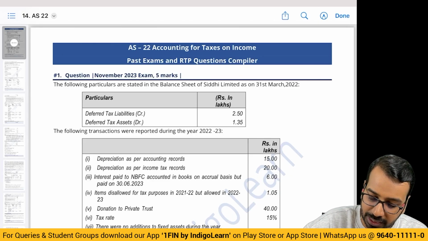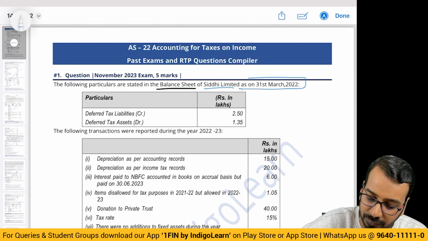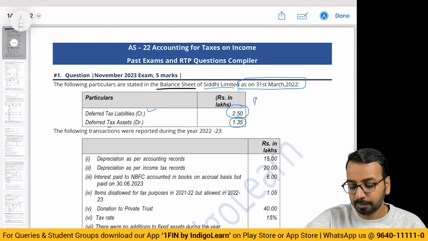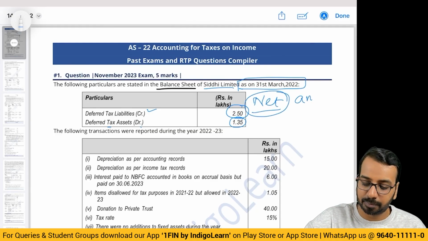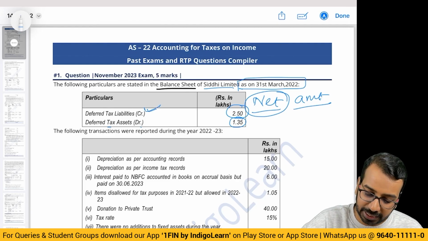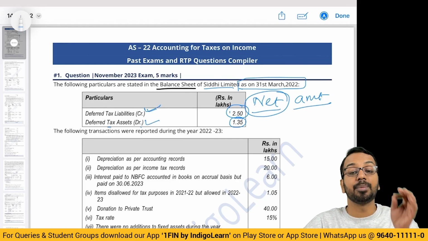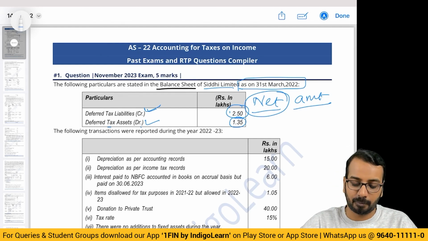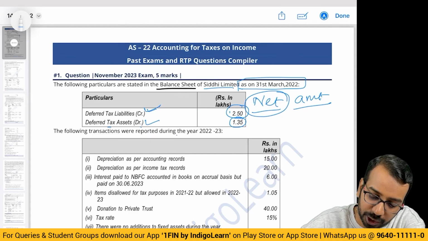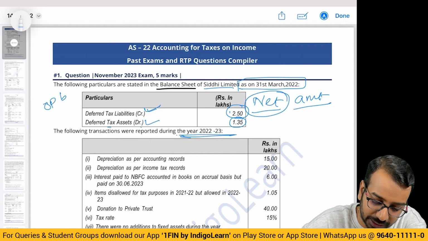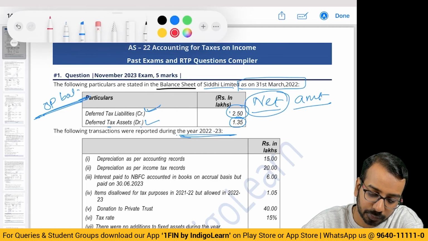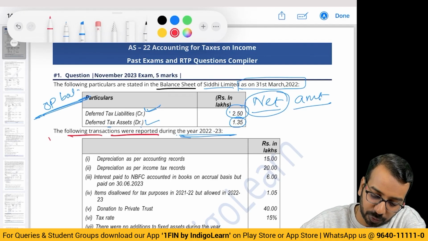The following particulars are stated in the balance sheet of Siddhi Limited as on 31st March of 22. Deferred tax liabilities credit 2.5, deferred tax asset debit 1.35. Now, one thing you have to understand is, you will present in the balance sheet as net amount. So here DTL minus DTA, 2.5 minus 1.35, you will present it on a net basis. If DTA is higher, that also you will present it on a net basis, right? The following transactions were reported during 22-23. So this is the opening balance.